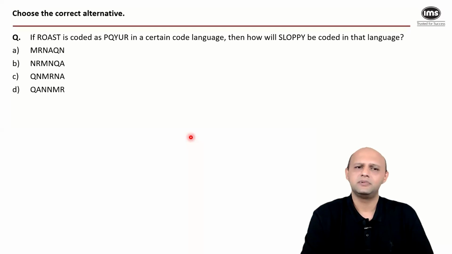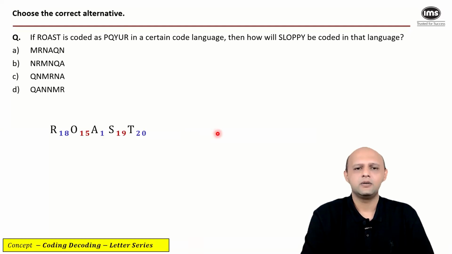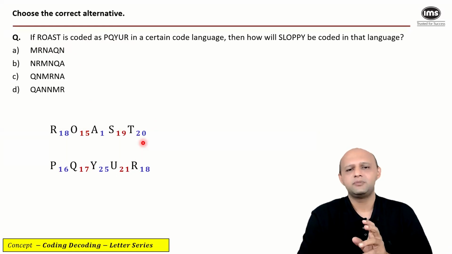A rather simple question on coding and decoding based on the concept of place values of letters. If ROAST is coded as PQYUR in a certain code language, what you must know is the place values. That is going to come in very, very handy. And we keep saying this in classes that even if you know place values of multiples of 5, which is 5, 10, 15, 20, and 25, that should suffice because all these alphabets are either slightly ahead or behind those multiples.